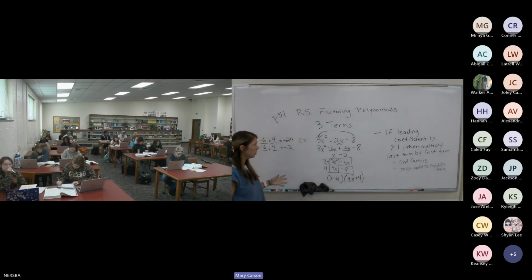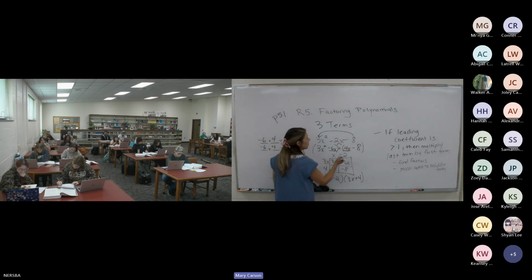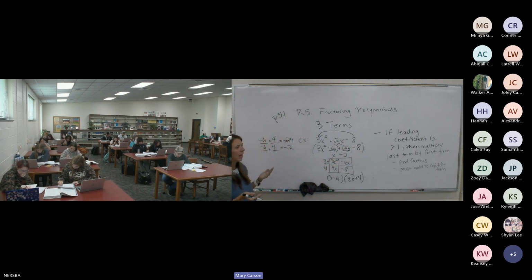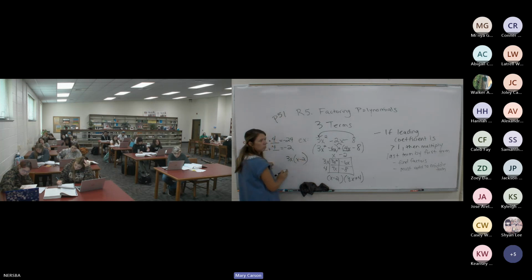Now you could still do this with grouping. I'll do that real quick too, just to go back over it. I'm going to group the first two and the last two. You don't always have to do that, but most of the time it works when you do that. What do 3x squared and negative 6x have in common? They both have a 3 and an x. And what do I have left over? I have an x minus 2.